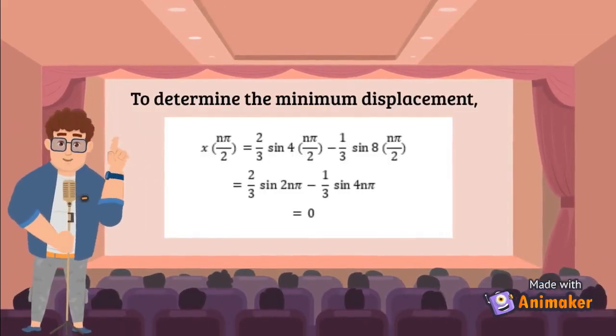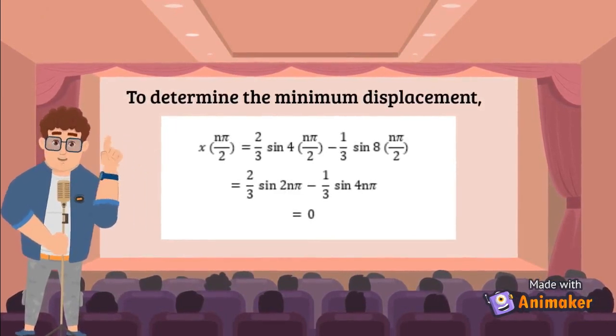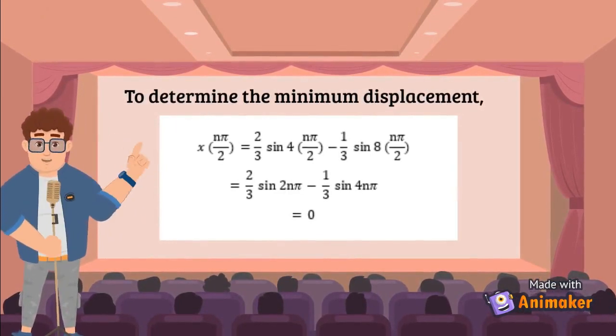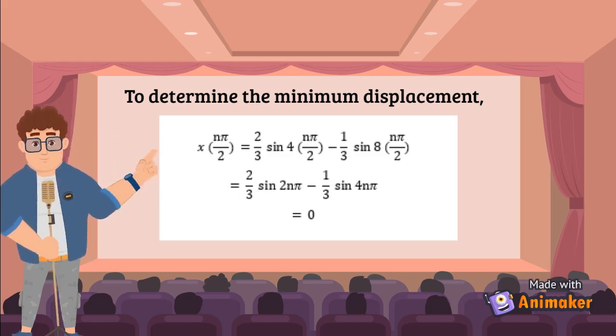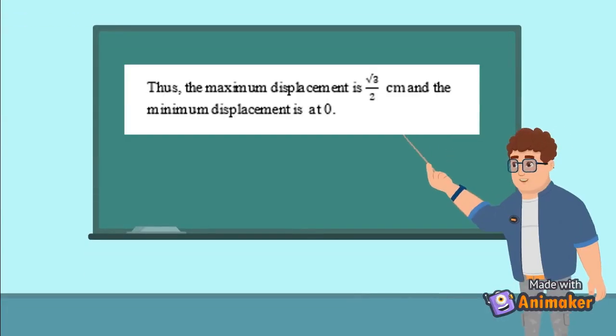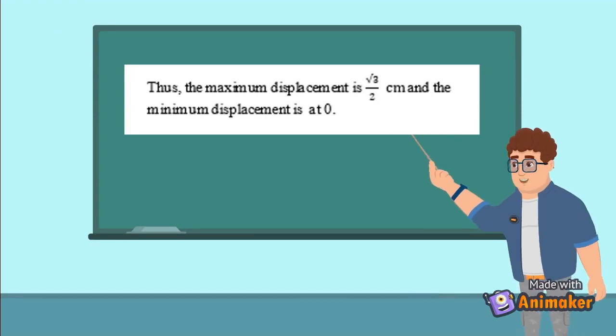Next, to determine the minimum displacement, we need to substitute n pi over 2 for t in the equation x(t) equals 2 over 3 sin 4t minus 1 over 3 sin 8t. And the answer will be 0. Thus, the maximum displacement is square root 3 over 2 centimeters and the minimum displacement is 0.